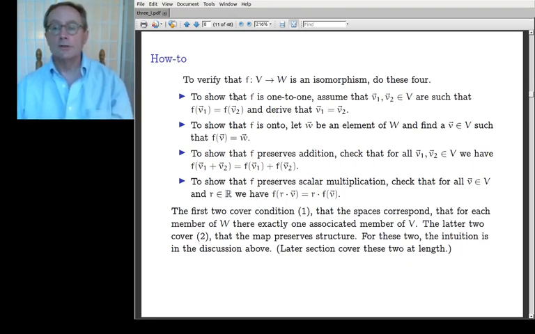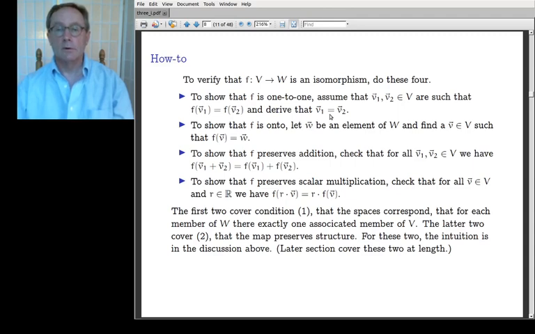So there are 4 things: to show that a function is one-to-one, to show that a function is onto, to show that a function preserves addition, and to show that a function preserves scalar multiplication. Of course, this was labeled item number 1 on the previous slide, the first 2. This was labeled item number 2 on the previous slide, the second 2. So to show that a function is one-to-one, you assume that you have vectors from the space, vector 1 and vector 2. You assume that f of vector 1 equals f of vector 2, and you go on to derive that therefore vector 1 equals vector 2.